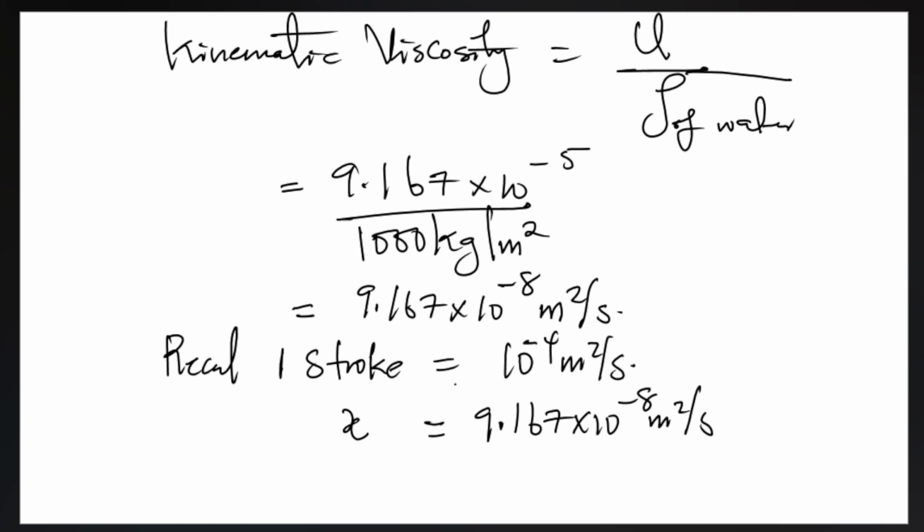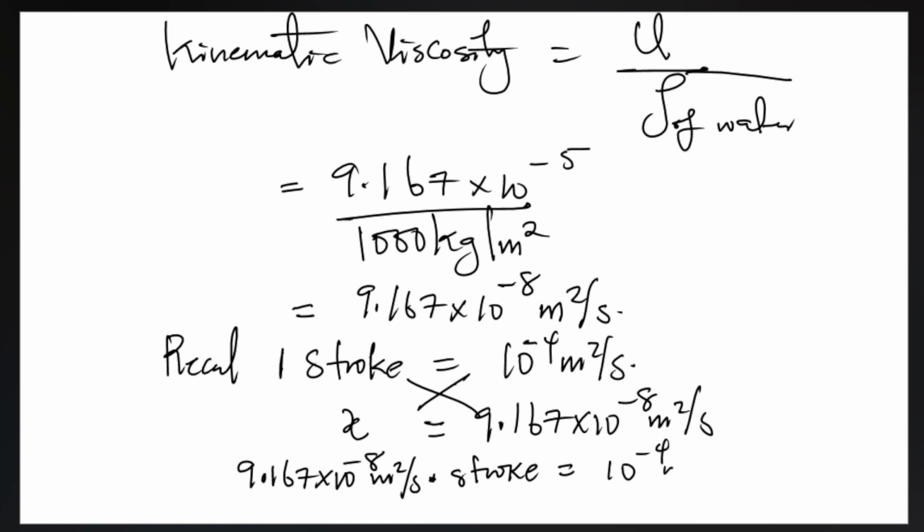Now if you cross multiply, this is multiplying this, and X is multiplying what we have here, right? If you do that, you simply have 9.167 times 10 raised to the power of minus 8 meter square per second. Remember, this is multiplying 1, so it still remains the same, but the only thing that will be added to your value here will be strokes. Are we together? Now, what are you left with on the other hand of your equation? This is 10 raised to the power of minus 4 meter square per second multiplied by X.